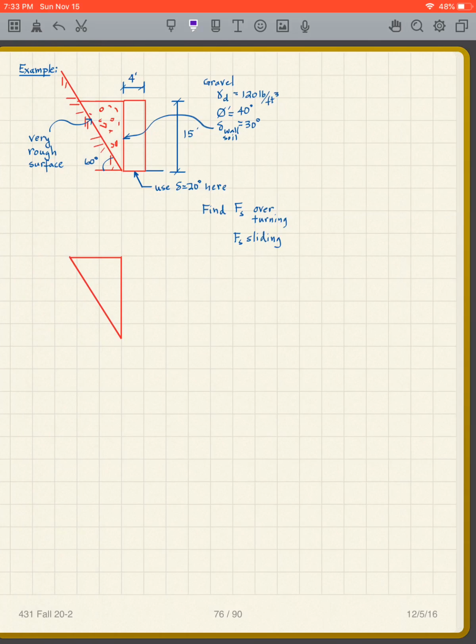Okay, you can do this one. I want you to do this one. Now notice there's a little twist here, and that is that I'm saying this is a very rough surface. Well, I'm going to give you a hint. What does that mean? When I say very rough, that means I can take delta equals 1 times phi prime.